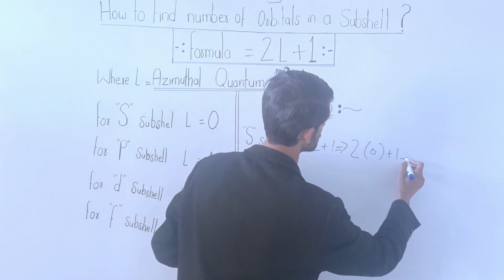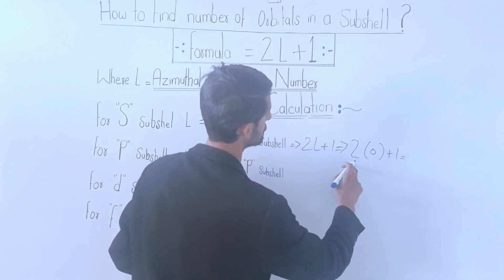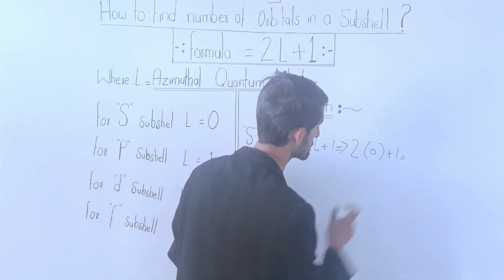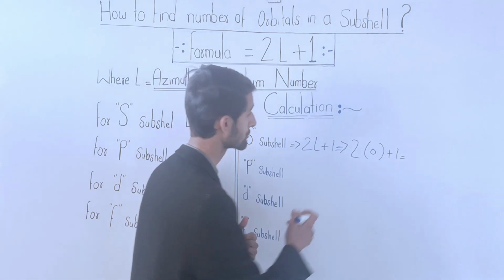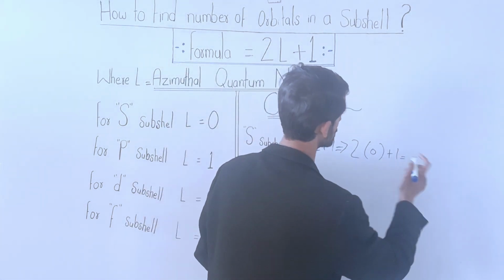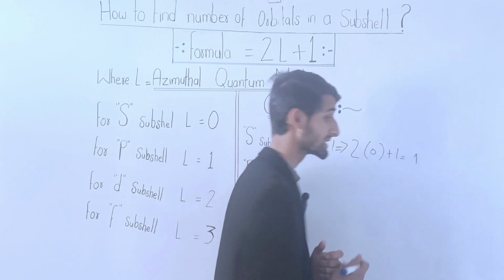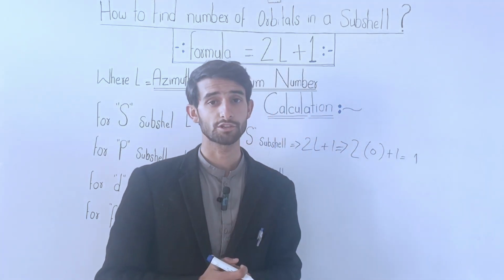Now add 1. When we multiply 2 with 0, it will give a value of 0, and then add 1, so it will give a value of 1. It means that one orbital is present in S subshell.